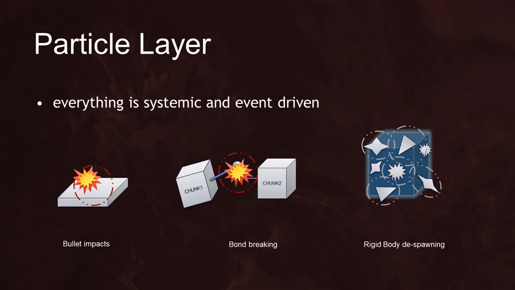Well, we're missing particles. So the next layer we're talking about is the particle layer. And in this one, everything is systematic and event-driven. We have specific events that happen. So a bullet impacts on a specific shape and then has a specific material. We have the bond between different chunks breaking. They have a specific material. And we also have a situation where at some point we have too many rigid bodies in the scene where we just have to get rid of them. Conveniently, we can crumble them into particles and then the particles slowly disappear. So you have some kind of rigid body despawning effect. Those three events are the main events that are driving what happens to an object. And they are material based, so they had to be defined by material.